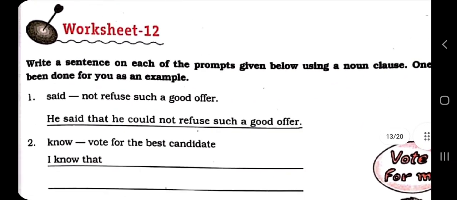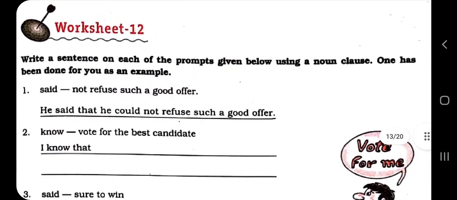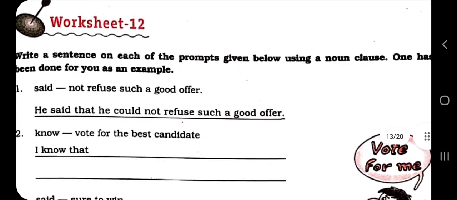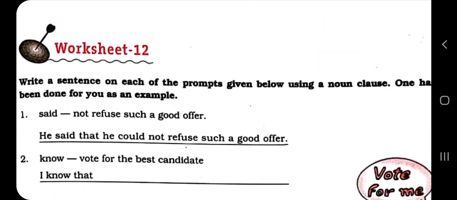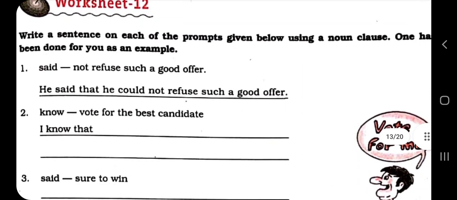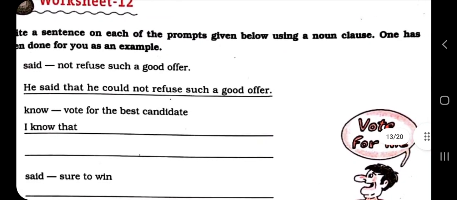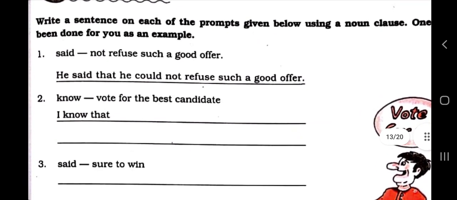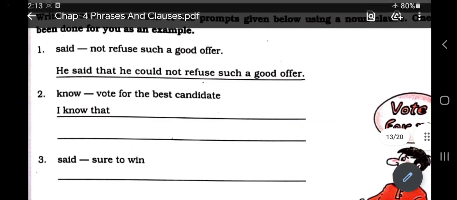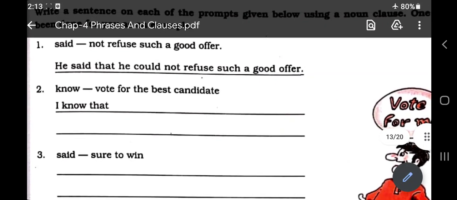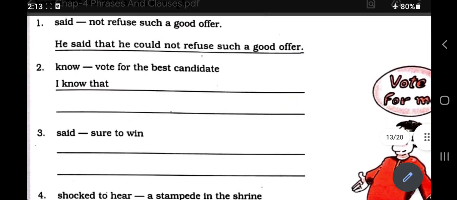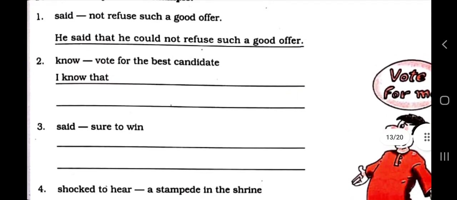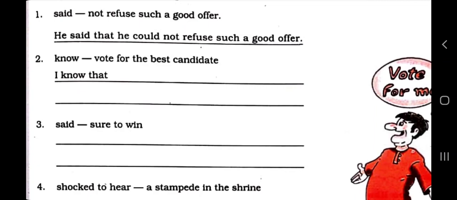Worksheet 12. Now what is it? It must be about noun clauses. So a noun clause is a group of words that acts as a noun. Write a sentence on each of the prompts given below using a noun clause. One has been done for you as an example. Said, not refuse such a good offer. He said that he could not refuse such a good offer.